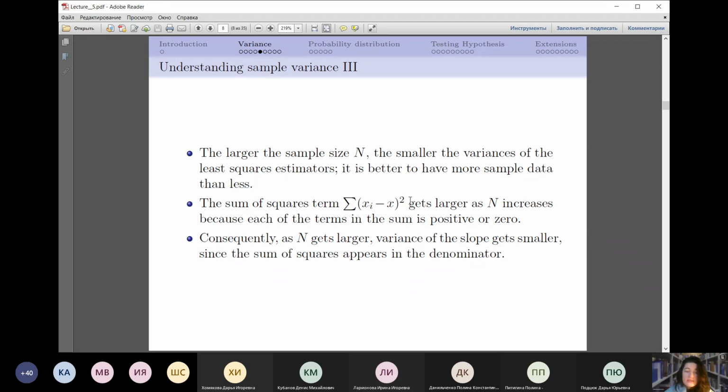So let's make a conclusion that if we have more observations and if we have an option to increase the sample size, in this case, we have a chance to obtain a smaller variance of the slope.